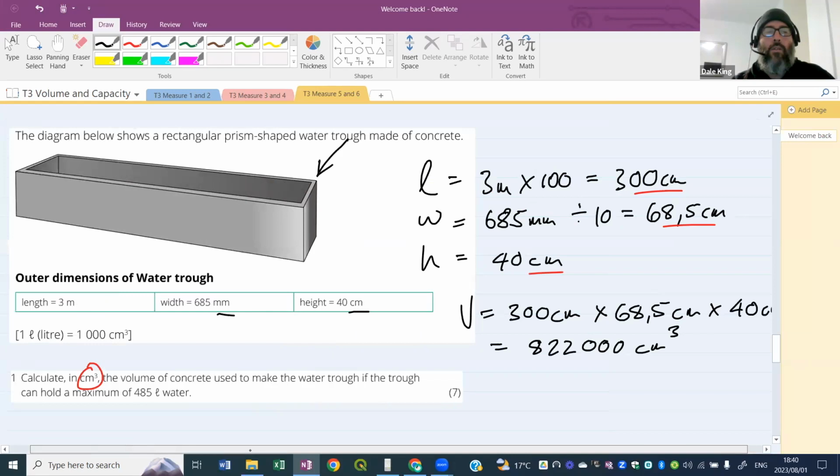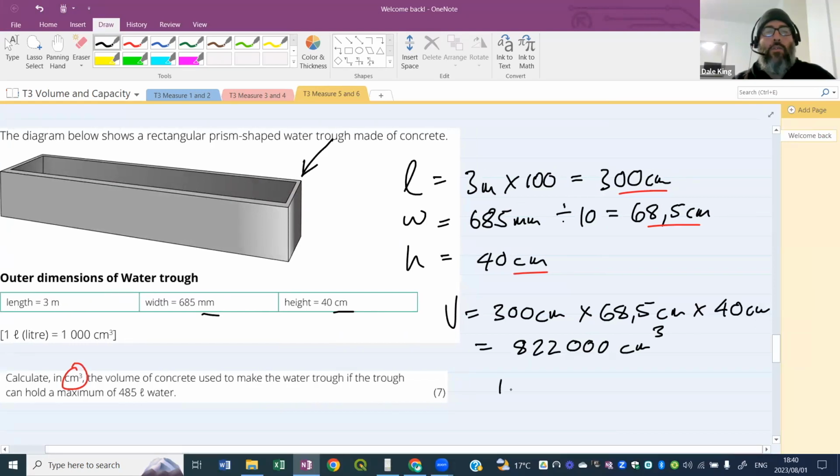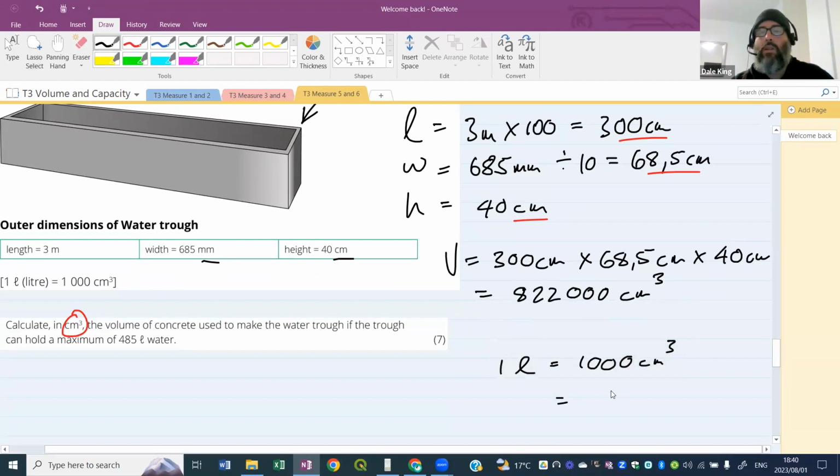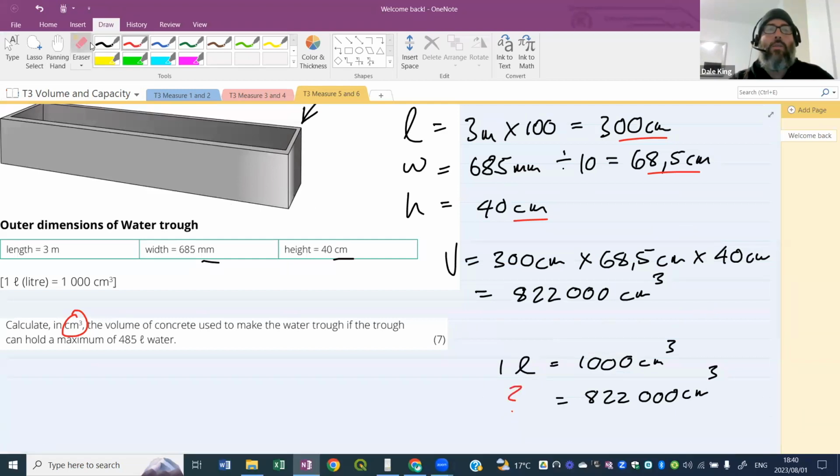Where we're going to cross multiply. All right, let me just write it out. So 1 liter is equal to 1,000 centimeters cubed. One times 822,000 divided by 1,000. I'll just write it out here. So we need to have 822,000 over here. And we're trying to work out what is this number over here. Yes, I'm with you.